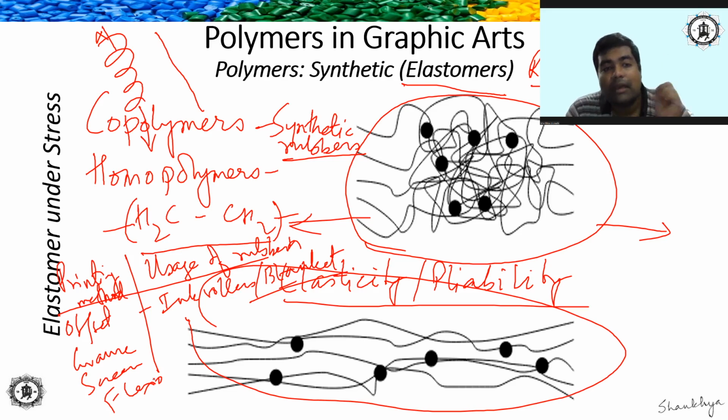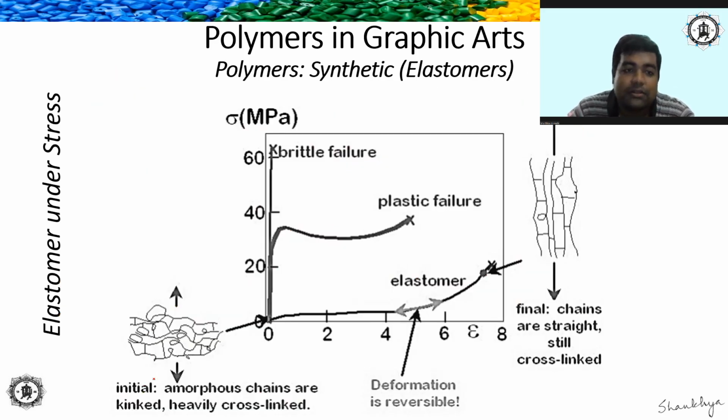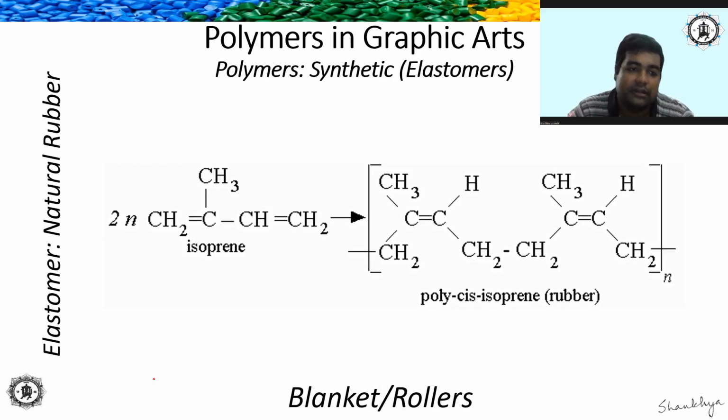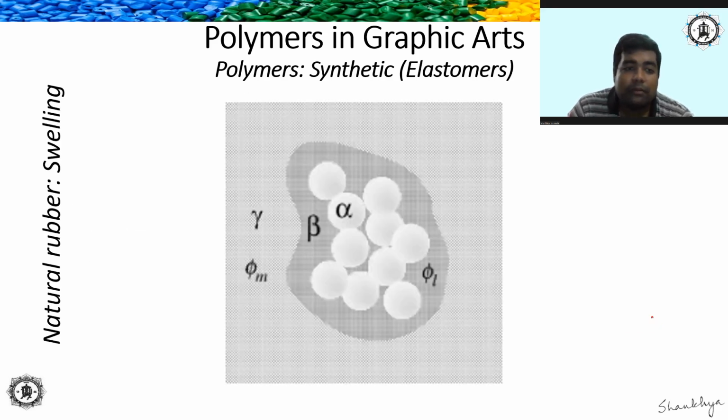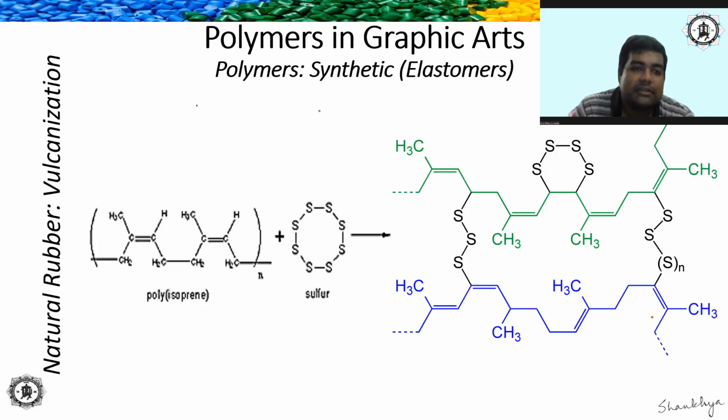In order to avoid this type of problem in natural rubber, it undergoes something known as vulcanization. This is basically the structure of natural rubber. As I told you, it's basically polymerized isoprene. So this is isoprene, the monomeric unit, and this is the natural rubber. This is what swelling is. I'll talk about swelling in a bit.